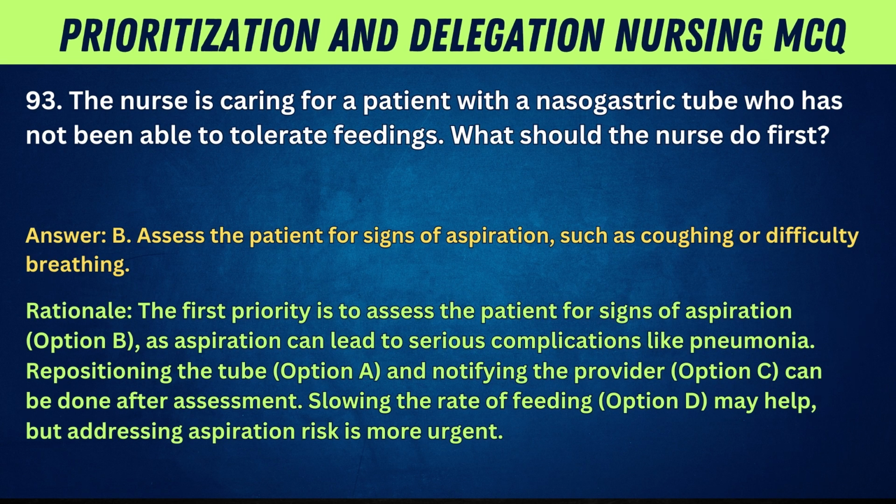Answer. B. Assess the patient for signs of aspiration, such as coughing or difficulty breathing. Rationale. The first priority is to assess the patient for signs of aspiration, option B, as aspiration can lead to serious complications like pneumonia. Repositioning the tube, option A, and notifying the provider, option C, can be done after assessment. Slowing the rate of feeding, option D, may help, but addressing aspiration risk is more urgent.